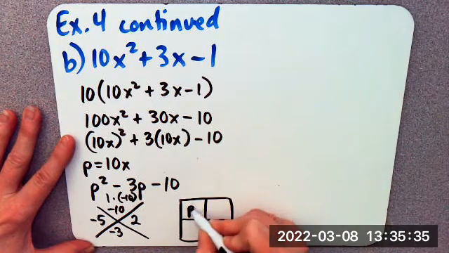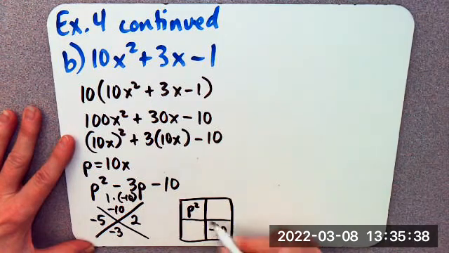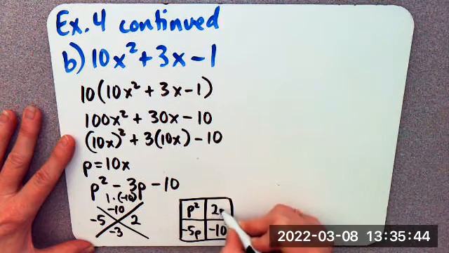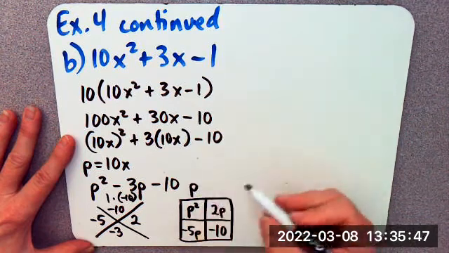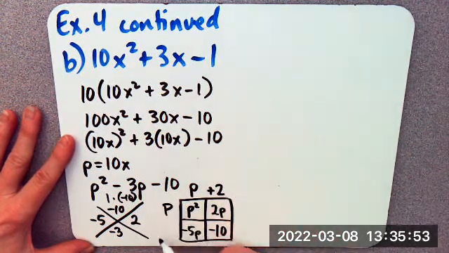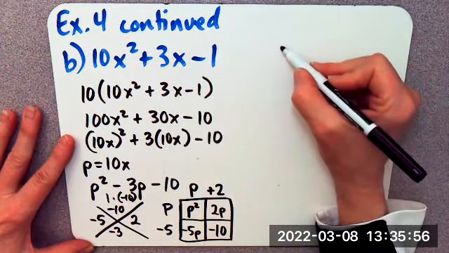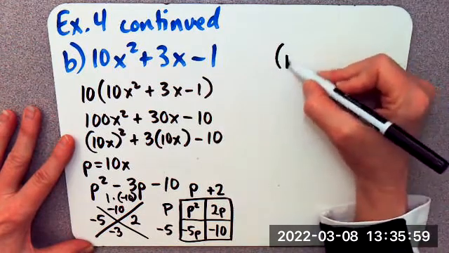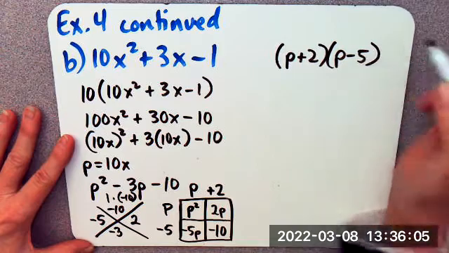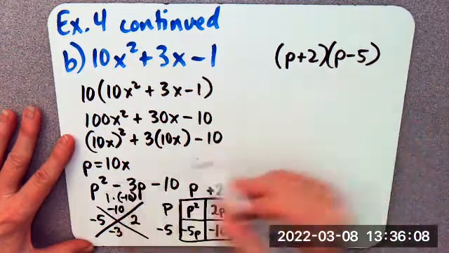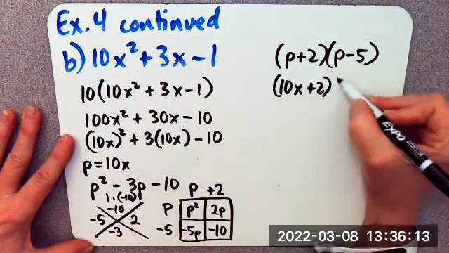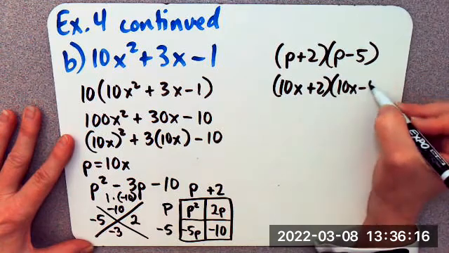So now we have that. So let's put p squared and minus 10 here, the first and the last terms here. And we'll put the diagonals in and take our greatest common factors out. Right, so we see that this is factoring as p plus 2, and then we have p minus 5. So let's put this back in with the p being 10x. So we have 10x plus 2 times 10x minus 5.